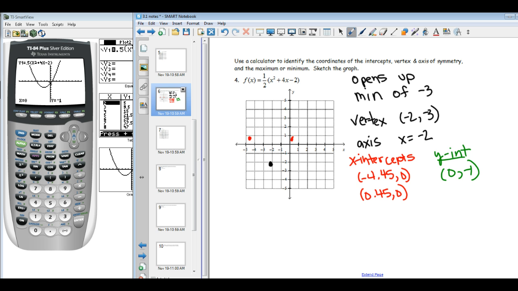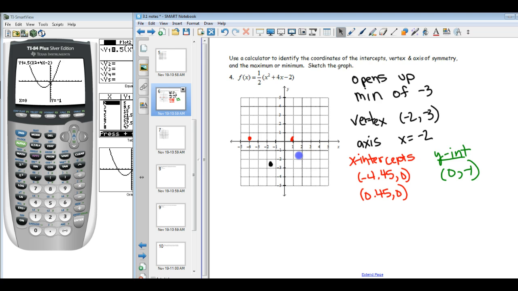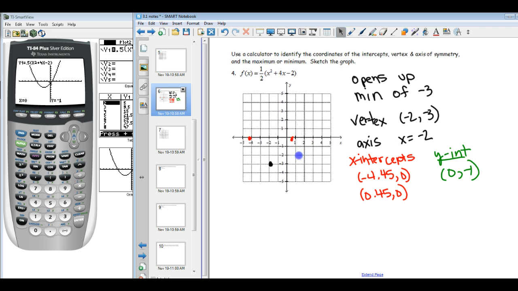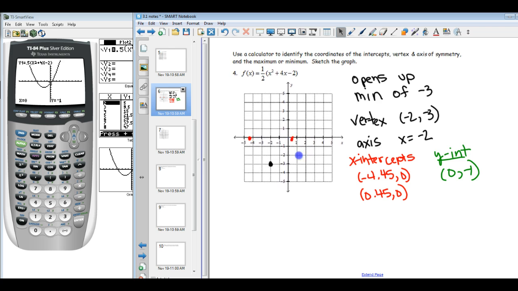Oh, I think I moved my graph. There, that's better. That might have been what happened last time. Okay, so we have our axis of symmetry, the minimum, the vertex, the intercepts. I think that's everything we need. So now we can go ahead and sketch the graph of this parabola.